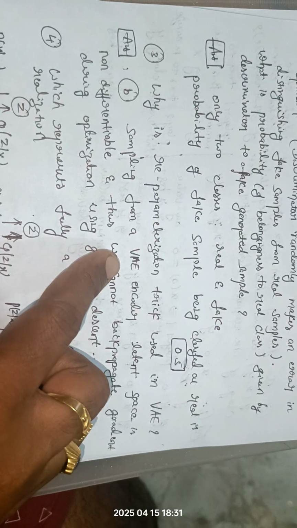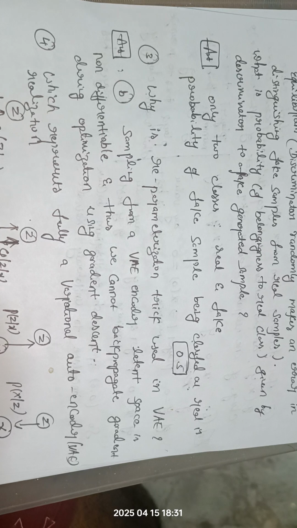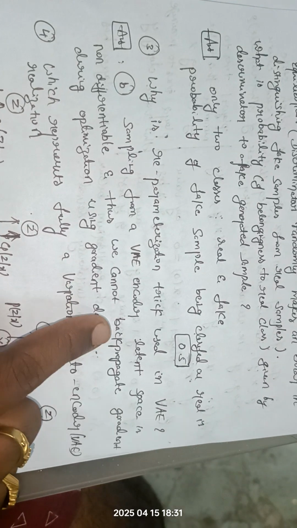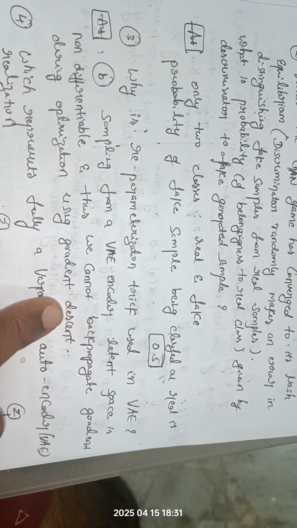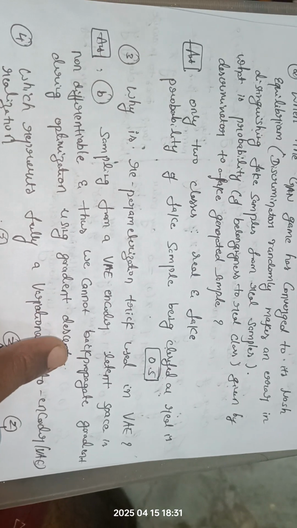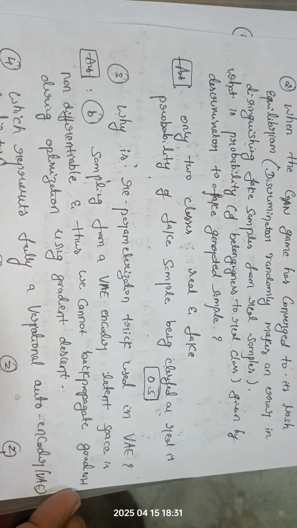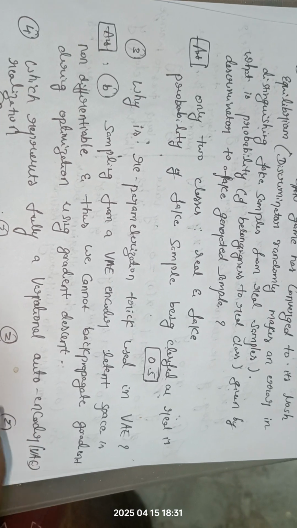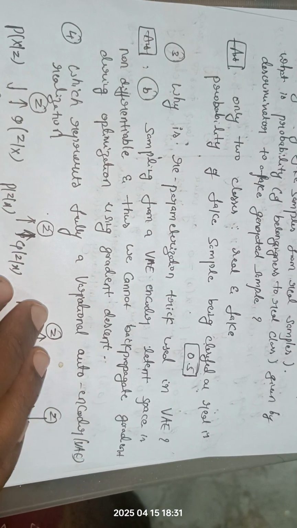Third: why is the reparameterization trick used in VAE? The answer is B. Sampling from the VAE encoder latent space is non-differentiable and thus we cannot backpropagate the gradient during the optimization using gradient descent.